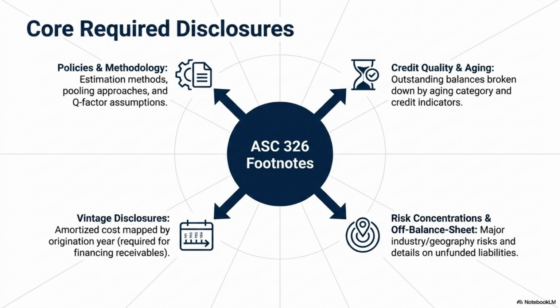Credit quality indicators are required, showing amortized cost disaggregated by credit quality grade. For financing receivables, you need vintage disclosure, amortized cost by credit quality and origination year. This is not required for trade receivables using the loss rate method. You must also disclose significant assumptions and Q-factor descriptions, any concentration of credit risk by industry, geography, or major customer, and the nature, methodology, and liability balance for off-balance sheet exposures. Taken together, these disclosures give users full visibility into how your company measures and manages credit risk.